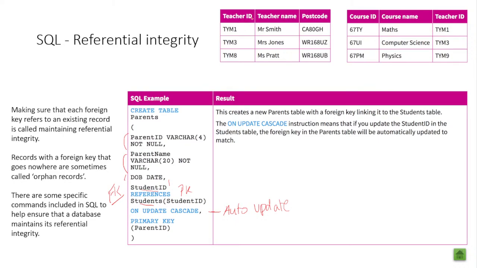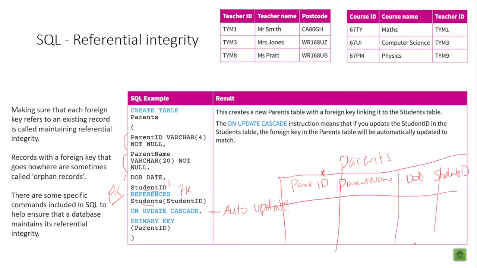it says create a table called parents. So it creates a parents table. It will create a parent name. It creates a parent ID as well. Parent ID, that's your primary key. And it creates the date of birth. And it has a student ID in it. So that's what your table will look like when you create it. The student ID is from the student table. So you'd have a student table, student ID is a primary key, and it would connect to that as a foreign key.